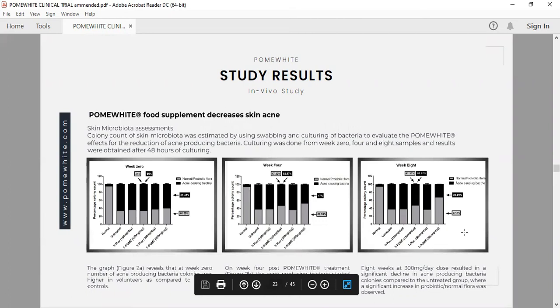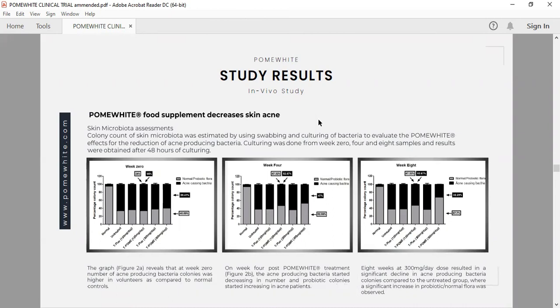Here come the real results of our study, the very important results, in which I will discuss all the aspects one by one. Number one is our primary objective, known as skin tone and skin acne decrease from the palm white.